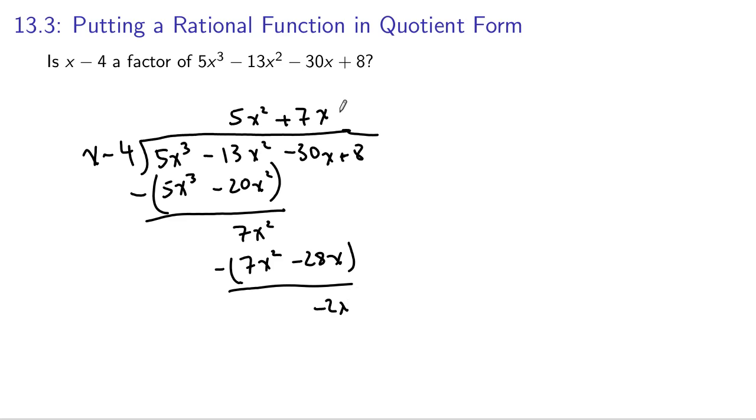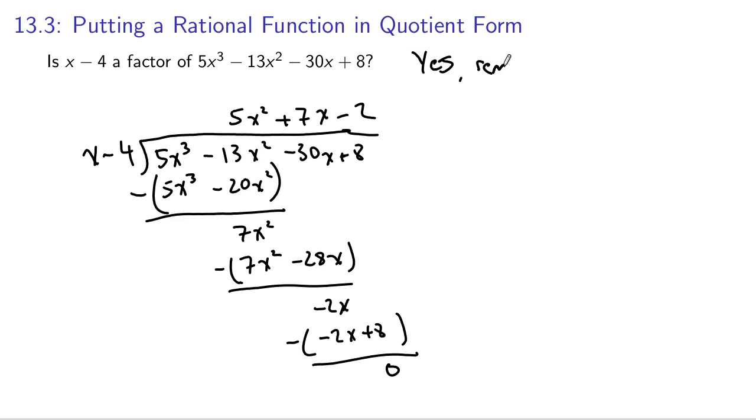And then we want to multiply x by minus 2 to get minus 2x, which would give us minus 2x minus 2 times minus 4 plus 8. Subtracting, we get minus 2x minus minus 2x is 0x. 8 minus 8 is 0. The remainder is 0, so the answer is yes.